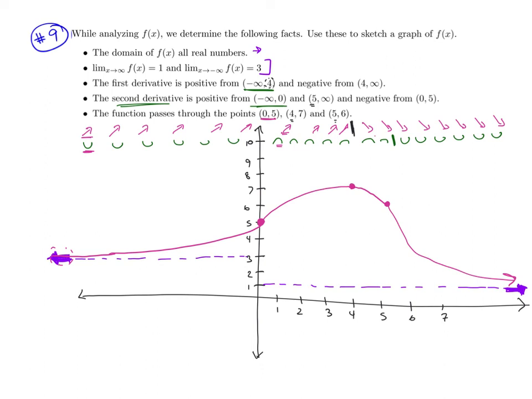So if we check, the domain is all real numbers. We have the function drawn everywhere. As we go towards infinity, it's heading towards 1. But as we go towards negative infinity, it's heading towards 3. I'm increasing until x equals 4, and then decreasing after x equals 4, because the first derivative is positive and then becomes negative. My function is concave up to begin with, and it's concave down between 0 and 5, and then concave up again. And then we have that function passing through all of those points that we needed it to pass through. So we have all of that information that we need.